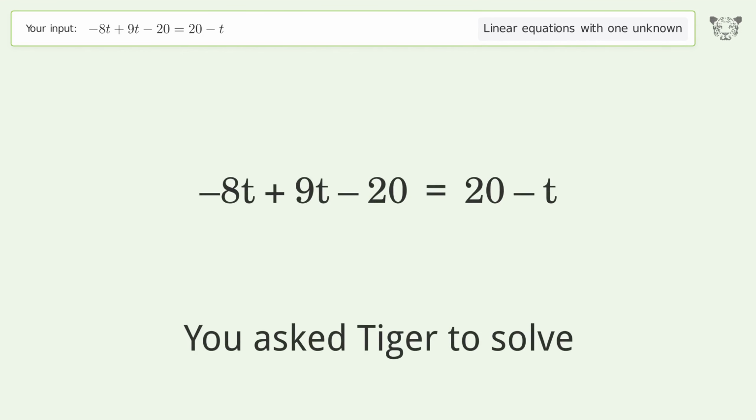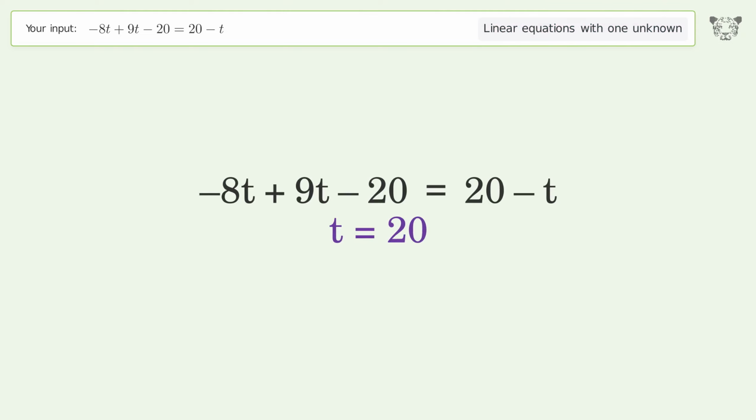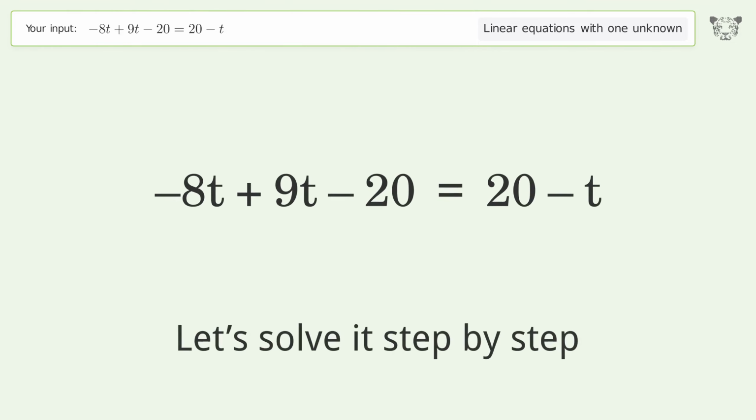You ask Tiger to solve. This deals with linear equations with one unknown. The final result is t equals 20. Let's solve it step by step.